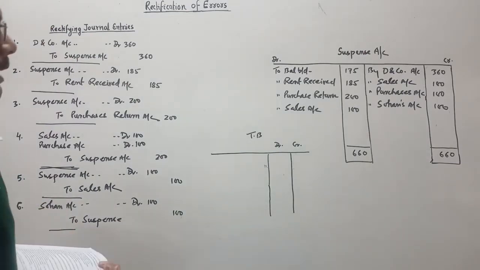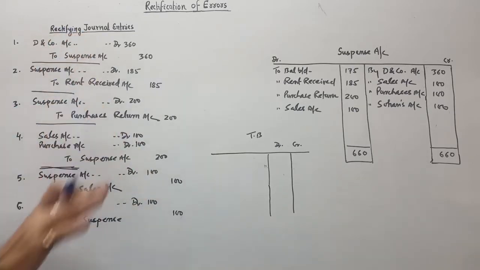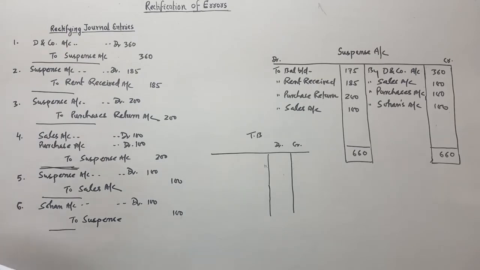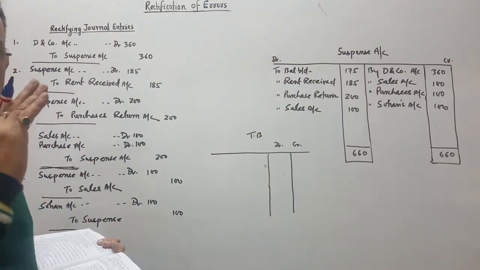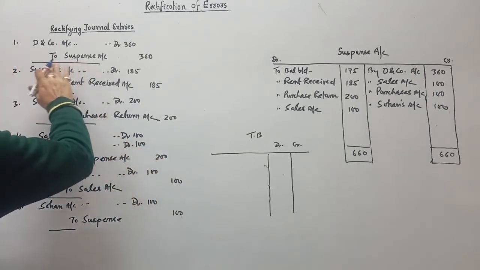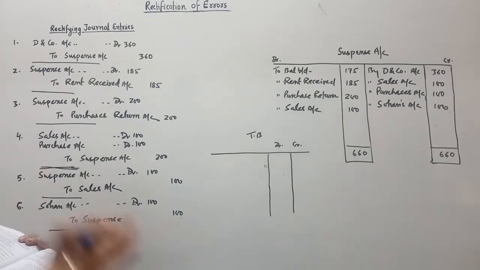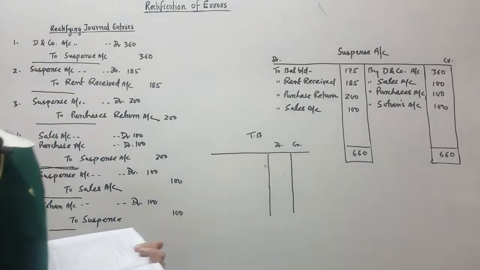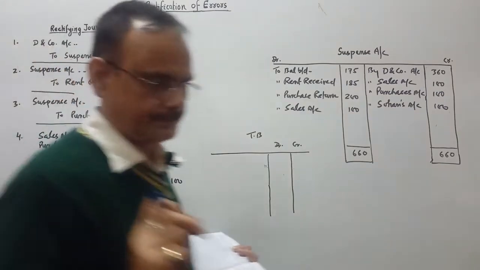Okay, do this in the proper format of a journal: date, particulars, ledger folio and two columns for the amount. Give the heading "rectifying journal entries", and proper narrations for every error. Whenever you pass a rectifying journal entry, you write the narration in every journal. It is very easy to write the narration: you write the error which is given, comma, now rectified.